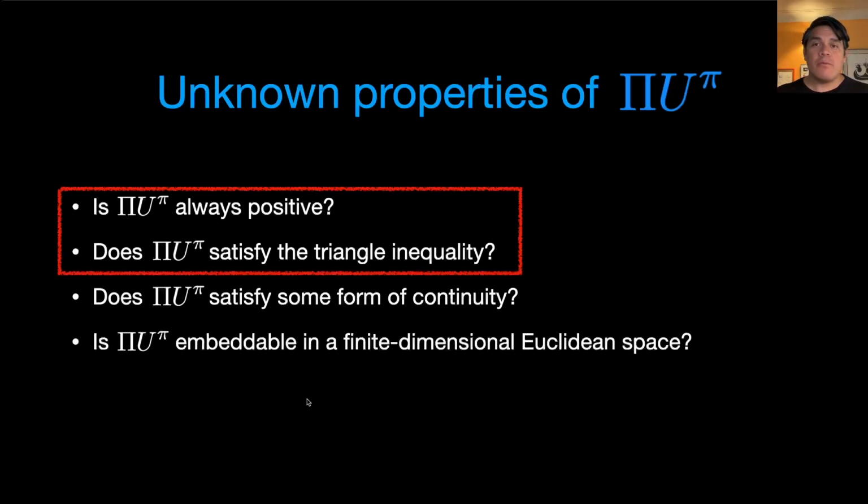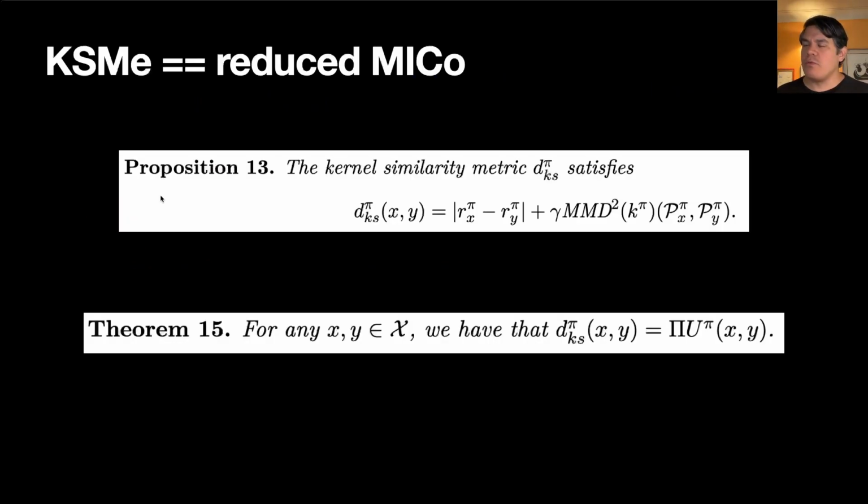Okay. So now that we've defined our kernel similarity metric, we can start looking at some of these unknown properties of the reduced Miko. The first thing we're going to start with is investigating whether the reduced Miko is always positive and satisfies the triangle inequality. In other words, do we have a reasonable metric in our hands? And so the first thing we proved is that this KSME metric you can define in this form. So we're looking at the absolute value of differences in rewards. This is very similar to the first term in how we define bisimulation metrics and Miko distance. And the second term, rather than looking at the Kantorovich or the Wasserstein, we're looking at the square of the maximum mean discrepancy metric that I mentioned before.